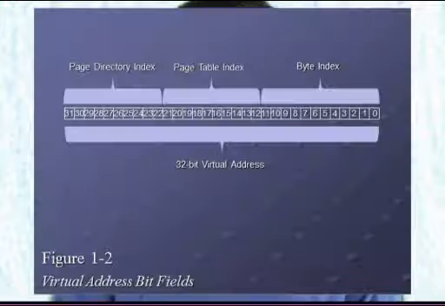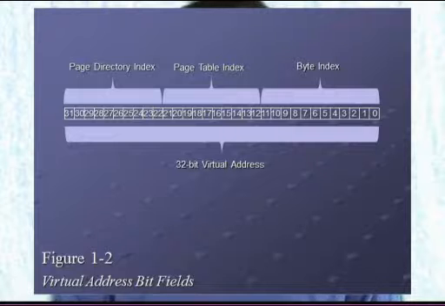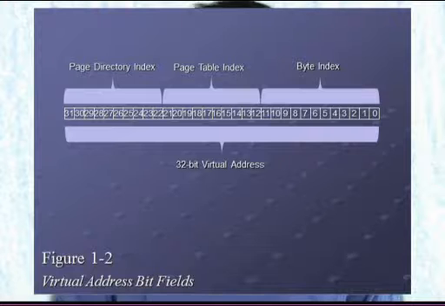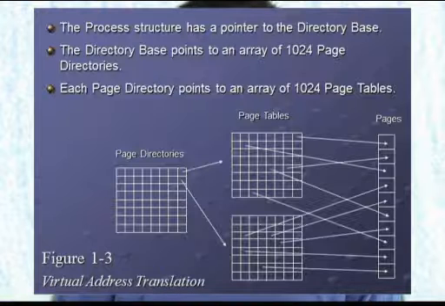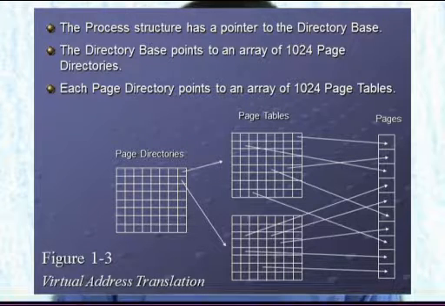For a 32-bit virtual address, the leftmost 10 bits index the page directory index off of the directory base for 1024 possible page directories. The middle 10 bits index the page table index for 1024 possible page tables, and the rightmost 12 bits index the byte within the page for 4096 possible bytes. The cool thing is that the OS, at its discretion, plugs the physical page address into the PTE, or page table entry.